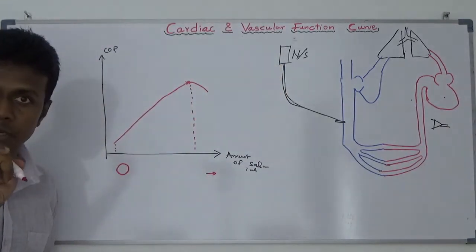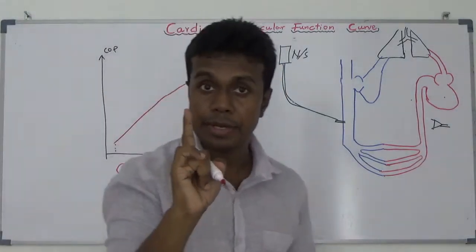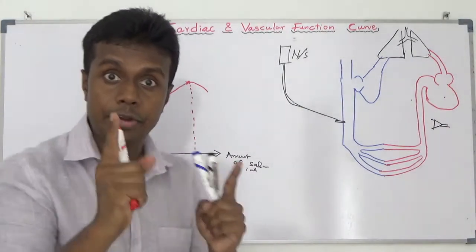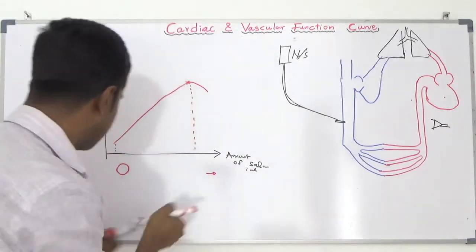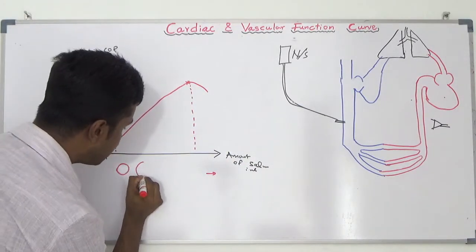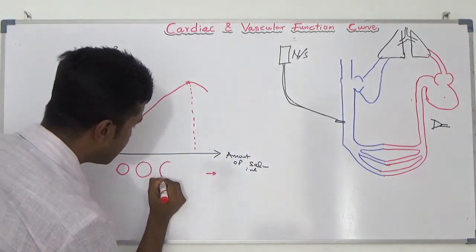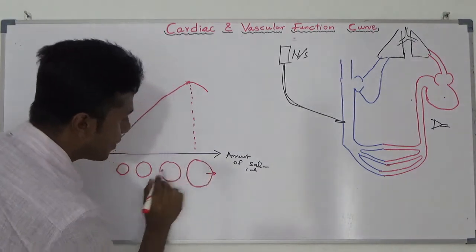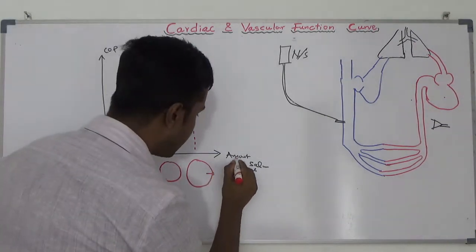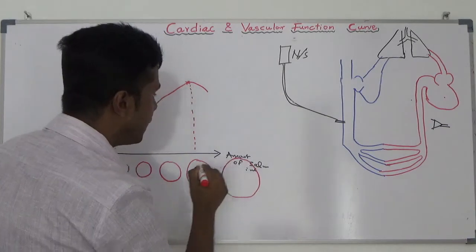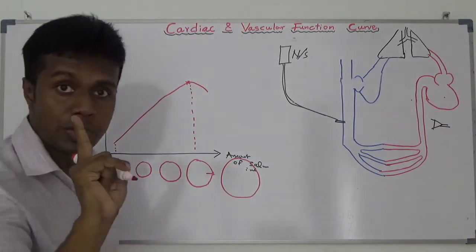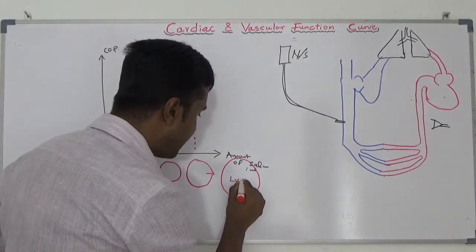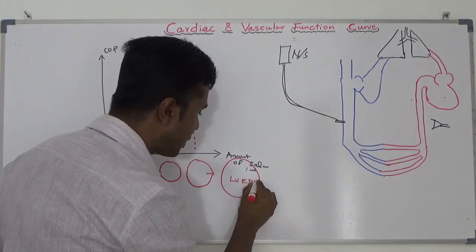Left ventricular chamber size prior to contraction, that means end diastolic volume. The left ventricular volume prior to contract is this much. Here it is this much. When coming to here, it is this much. But when coming to here, left ventricular end diastolic volume is this much.